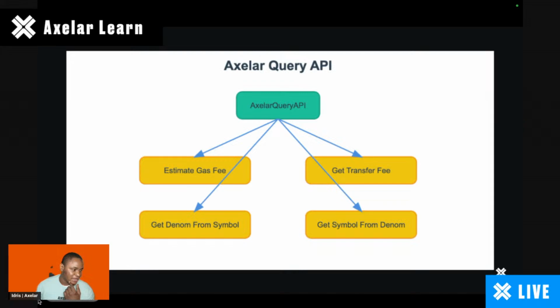Another one here, as you can see on the screen, is getting denom from symbol. Let's say you're building an application and users are selecting different assets, and you want to know which assets they are selecting, and for that asset, what's the denom, what's the symbol. So what's the denom on chain, what is it registered as, and then what's the symbol. So let's say a symbol is provided, you can use that symbol to get the denom. There's a function to do that. Another one is if a denom is provided, you can use the denom to get the symbol for that particular asset.